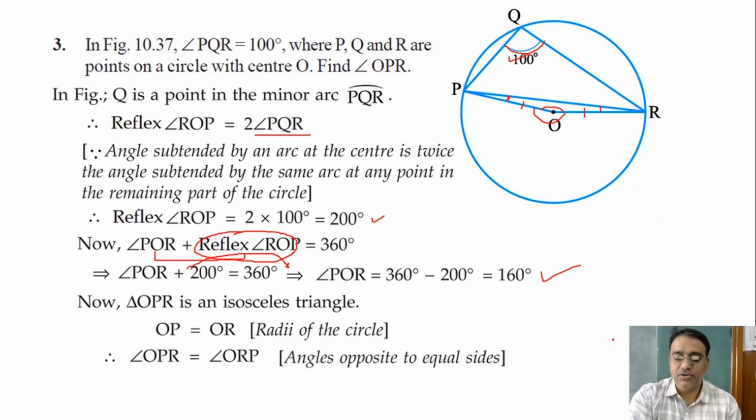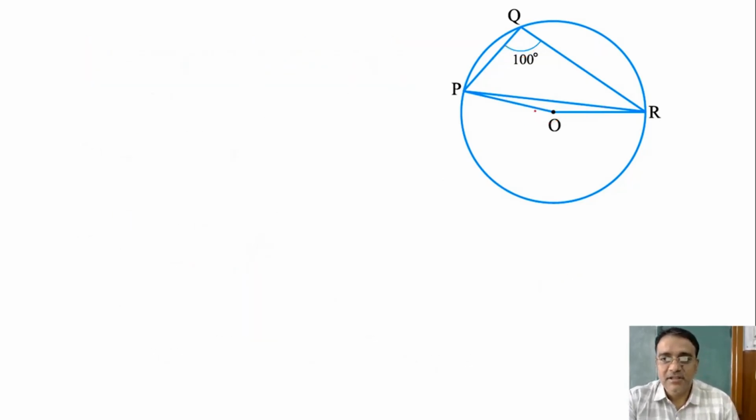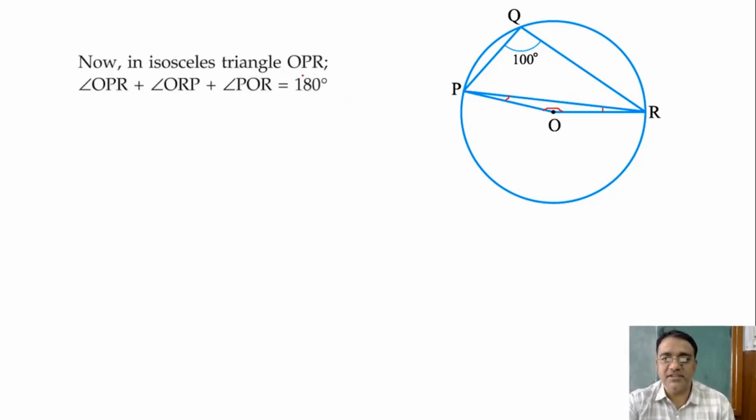Okay, fine. So now the sum of this angle and this angle is equal to what? 180 degrees. Why? Angle sum property of a triangle. Right. So now in isosceles triangle OPR, the sum of these three angles is equal to 180 degrees, by the angle sum property of a triangle, and in this we got the value of this angle.